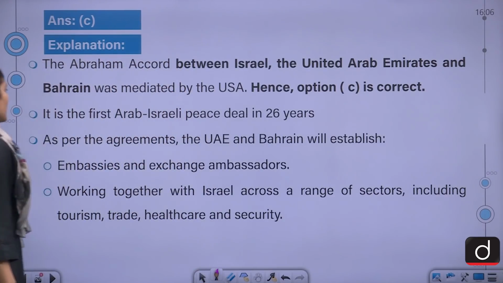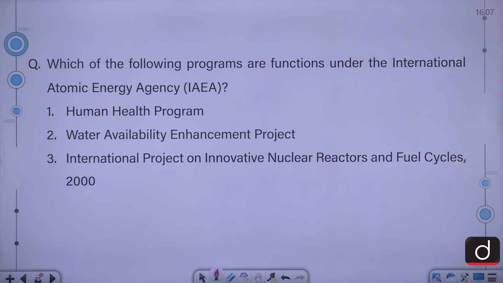Alright, so it is the first Arab-Israeli peace deal in 26 years, and as per the agreements, the UAE and Bahrain will establish embassies and also exchange ambassadors, working together with Israel across a range of sectors including tourism, trade, healthcare and securities as well.